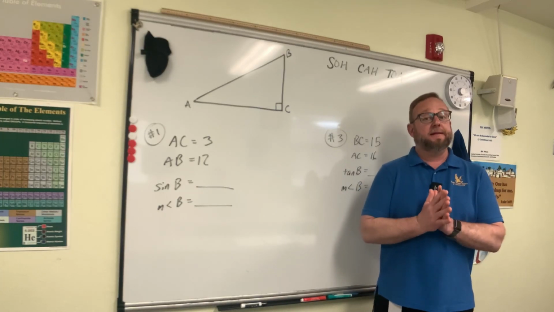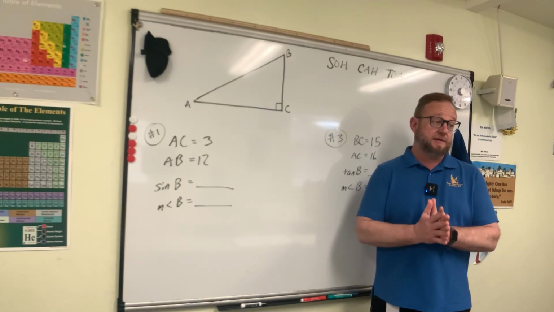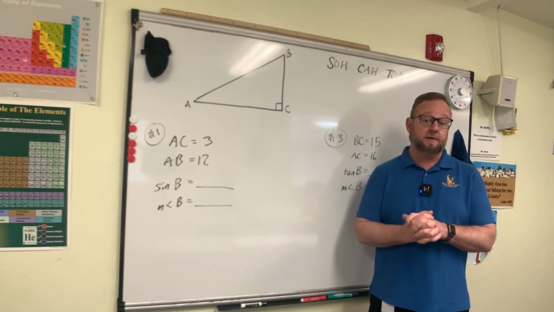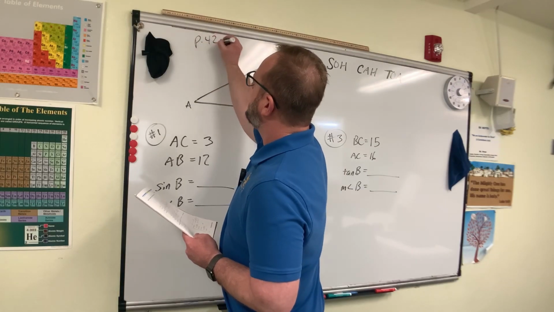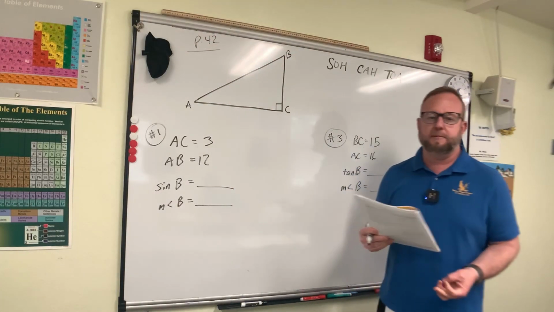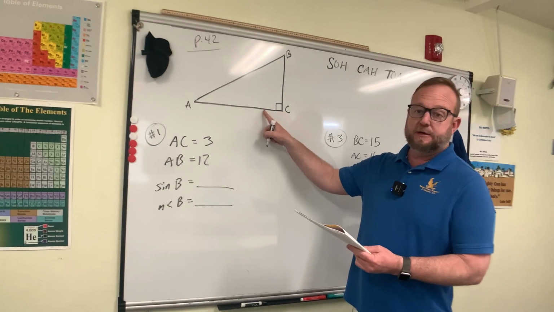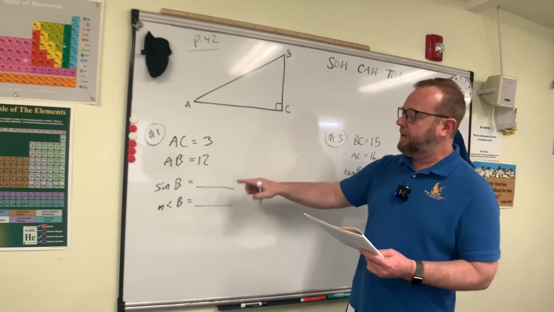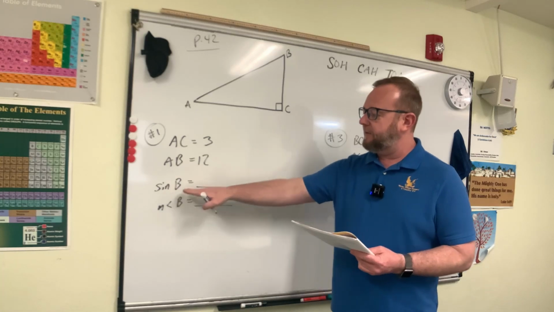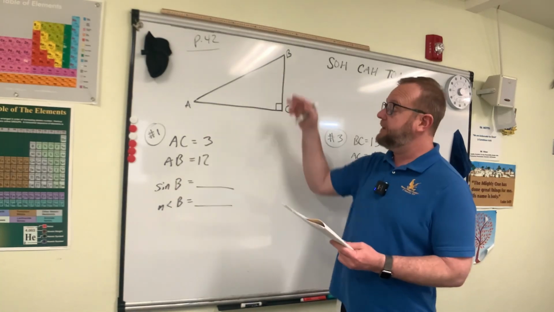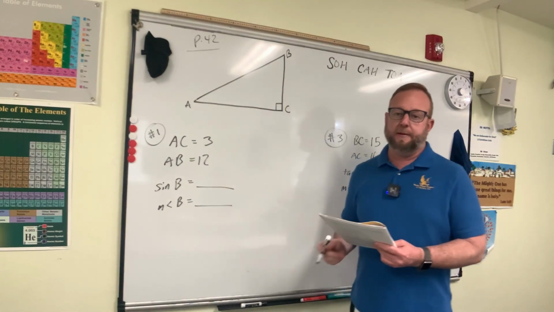So today we're on the last checkup in geometry, PACE 117. Page 42, problem number 1. We are given these lengths of this right triangle. We're told to find sine of angle B, or sine B, and then the measure of angle B.